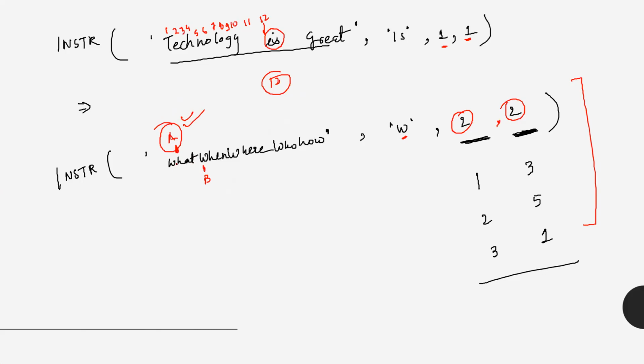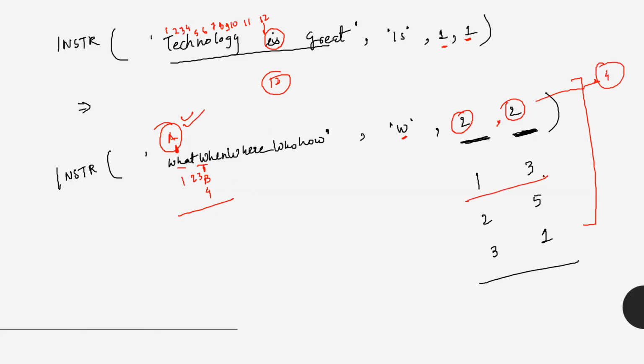So the second position is where H is. Now we have to look for W. Where is W? Here it is, after H, right? What is the index of W with respect to H? If we say H is 1, then W becomes 4. Correct. So the answer to the first problem would be 4.